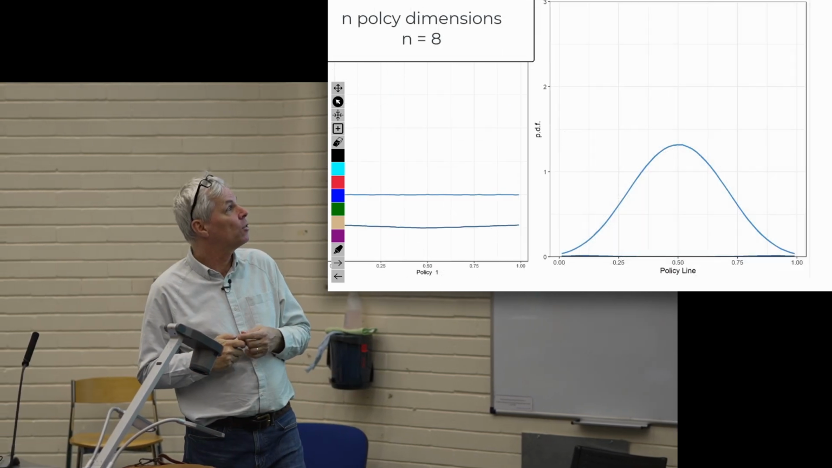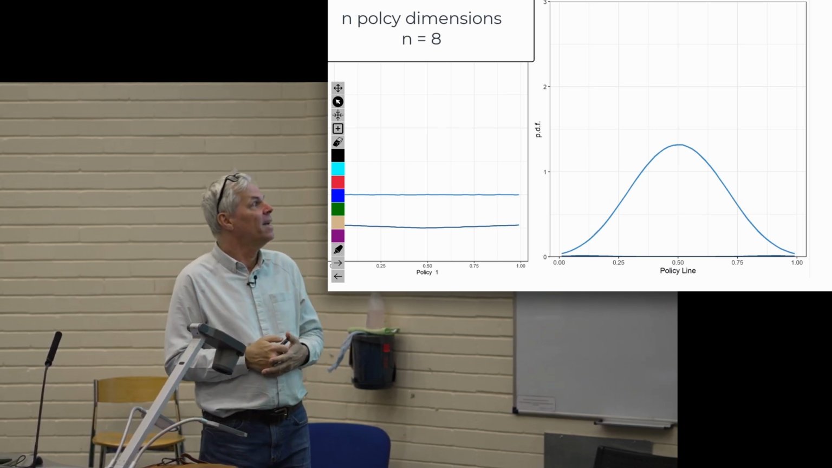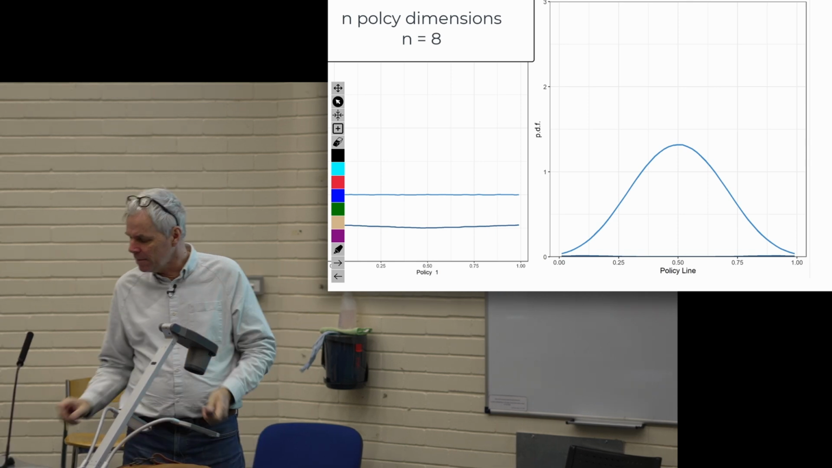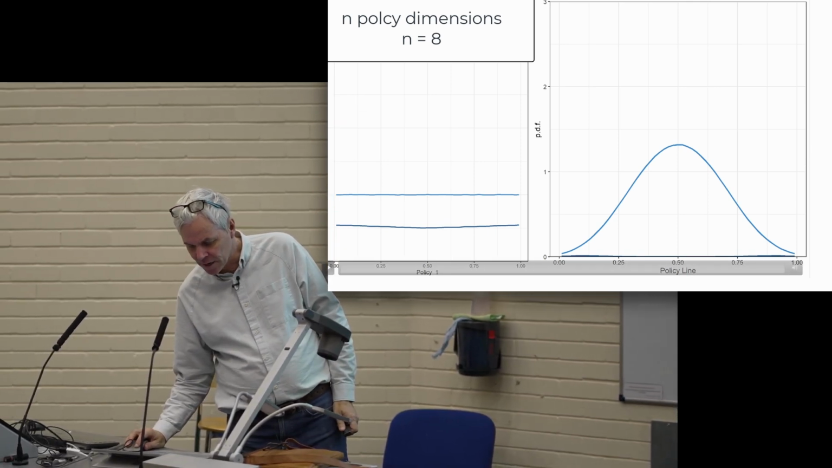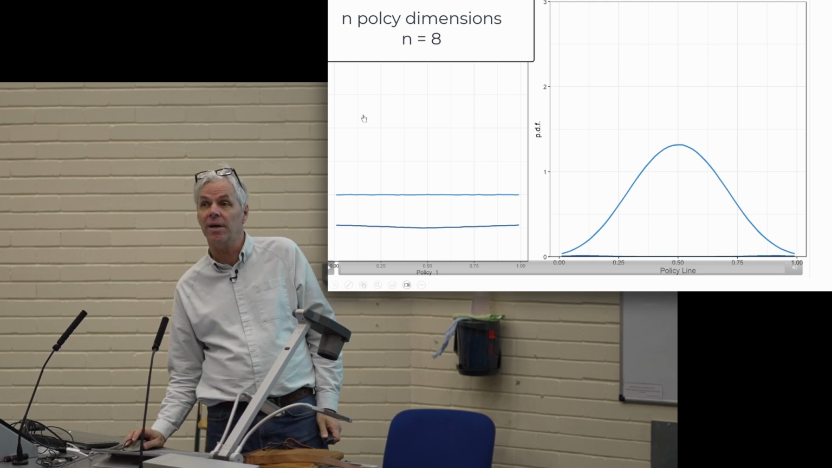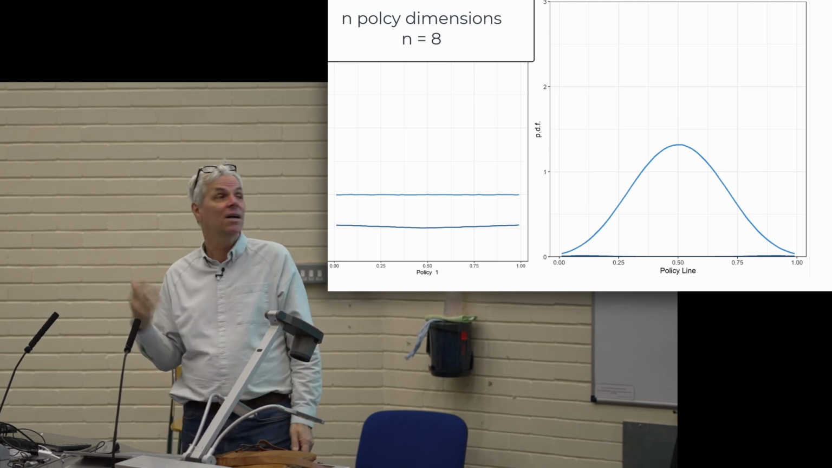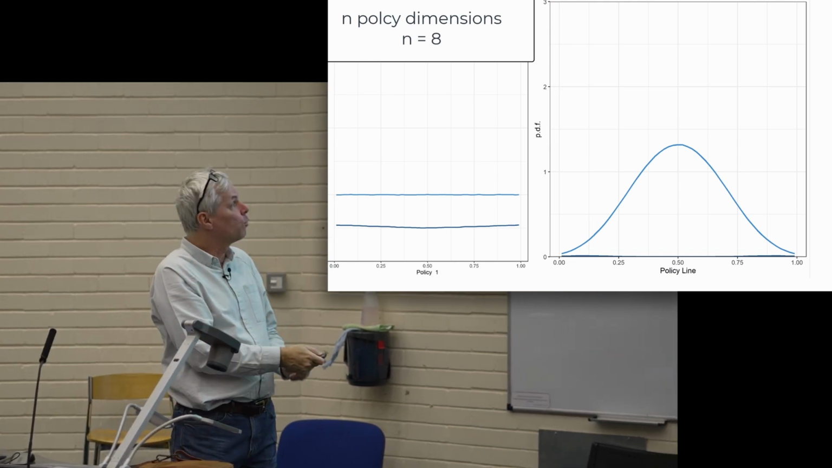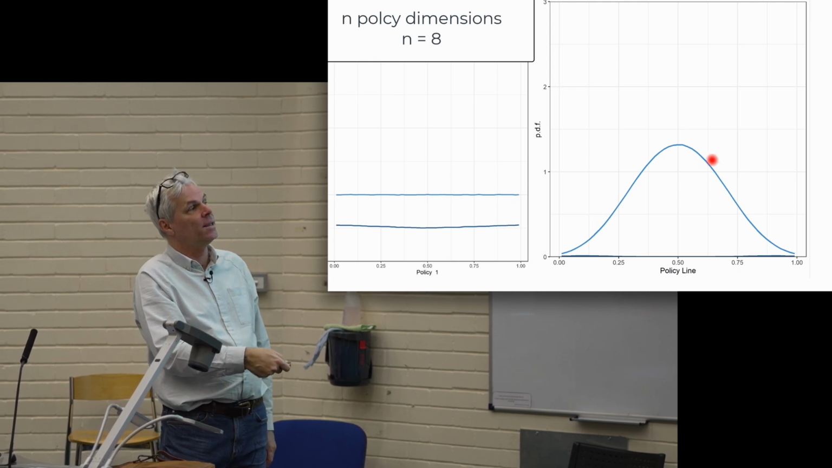So let's take a look at it with 8 policies. Okay, so here is n is equal to 8. Now, because n is equal to 8, I can't show you the graph because I don't know how to graph an 8-dimensional thing. I can graph a 2-dimensional thing, but 8 dimensions, I'm stuck. So we only have a representative policy. Here's policy 1. And then we've got the whole policy line.